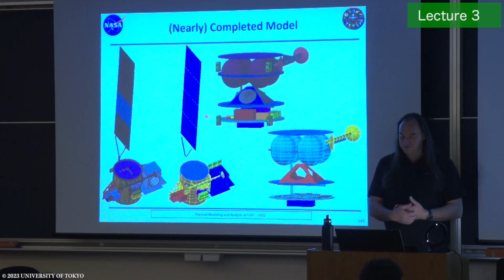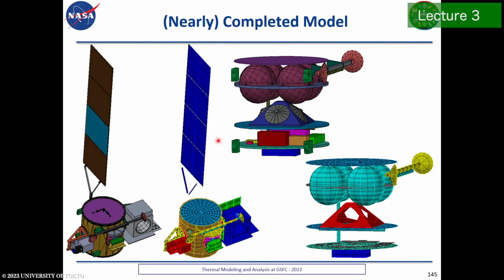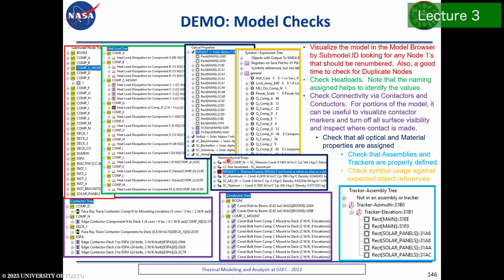All right, so here are the pictures of the nearly completed model, CAD on the left and thermal model on the right. So now we think we've got everything done, so we go through the model checks. I'll just show what you would look for. And this is where you go through extensively all the capabilities of the model browser.